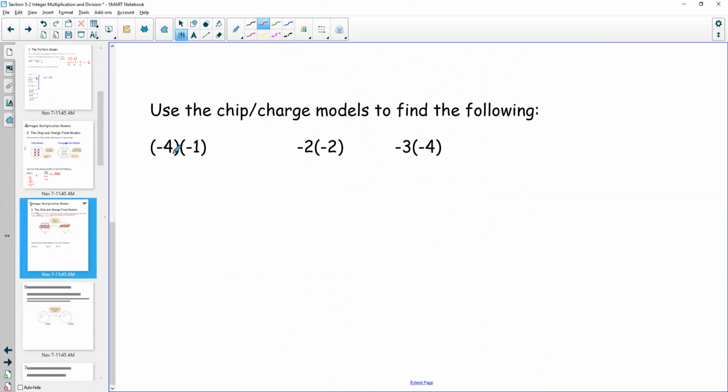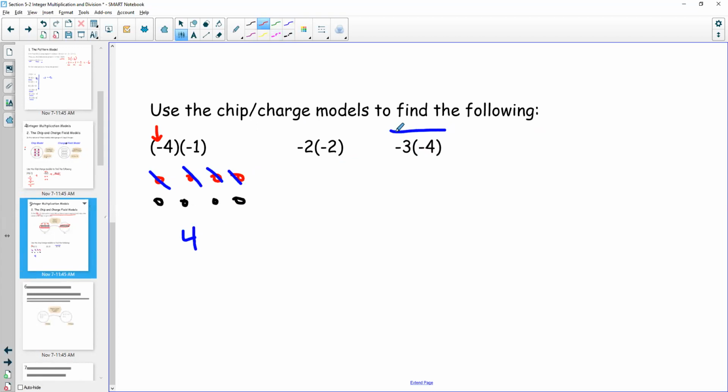So the first one here, if we look at these examples, I want -4 times -1. So I'm still going to say I'm going to take away 4 sets of -1. If that's the case, I need to start with 4 zeros. All right. And then I'm going to take out my 4 sets of -1. That leaves me with 4. Okay?